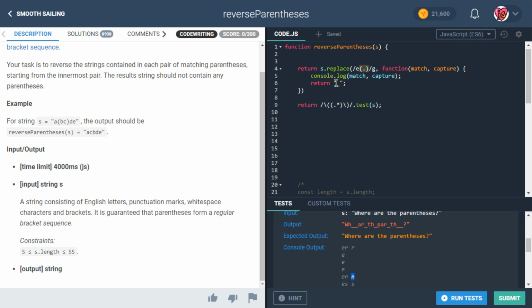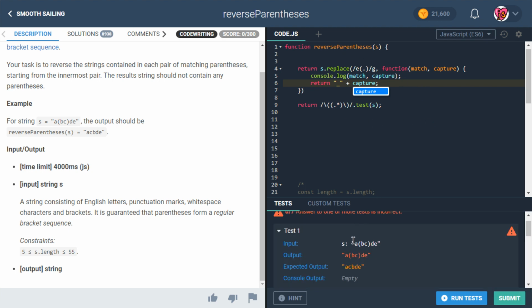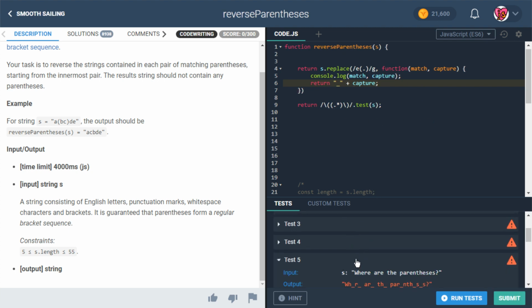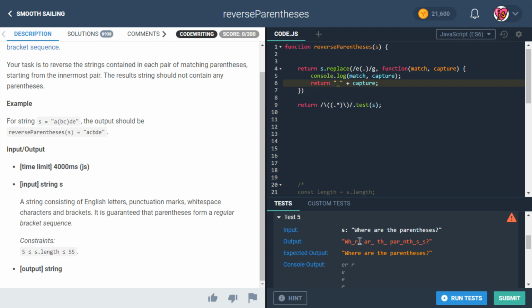So let's say we just wanted to replace it with this and then also put the capture group back in. Let's say we wanted to put that character back in instead of taking it out. So now it's going to look like it did before. So it's replacing the E with the underscore, but then whatever it had afterwards, it's keeping that there. It's keeping it the same.